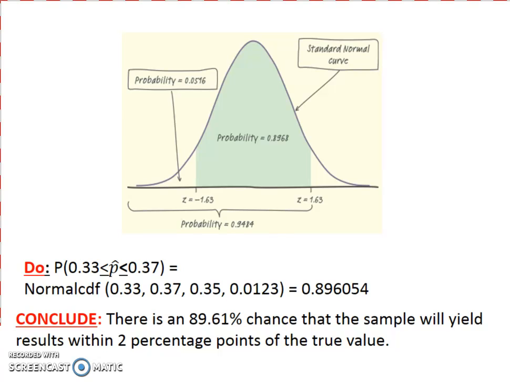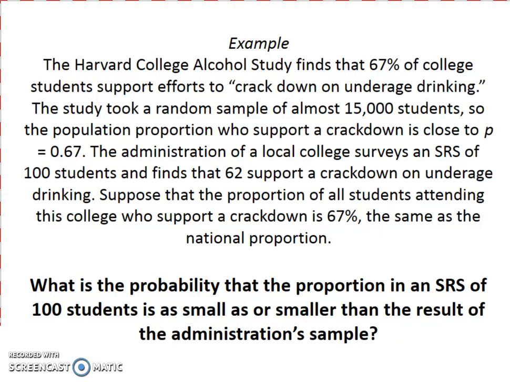Okay, let's do another one. All right, take a moment and read this to yourself. So, some things to note. We're saying that the population proportion is close to 0.67. We want to find the probability that if I were to take a simple random sample of 100 students, what's the chance that it is as small or smaller than this particular sample?